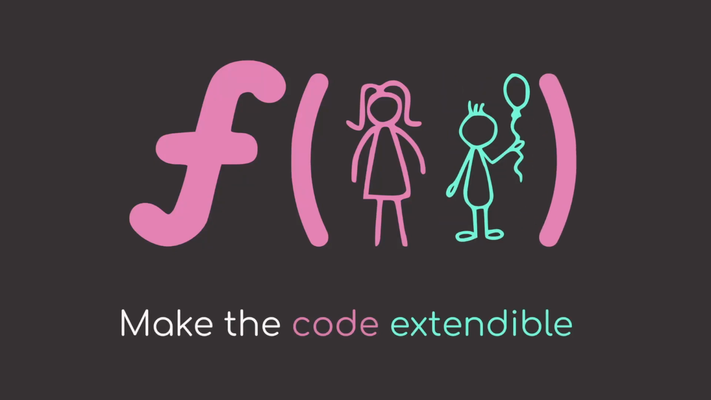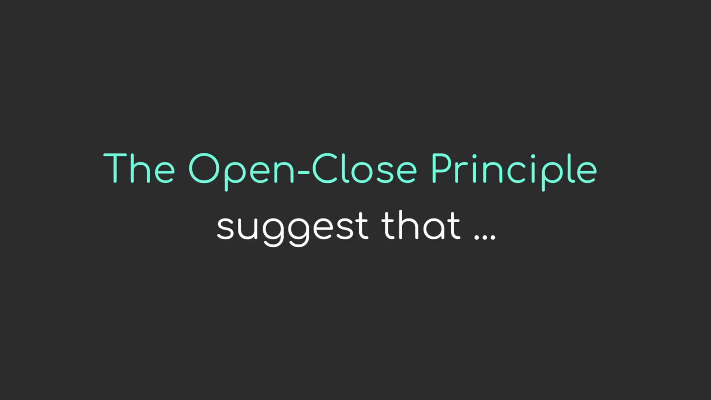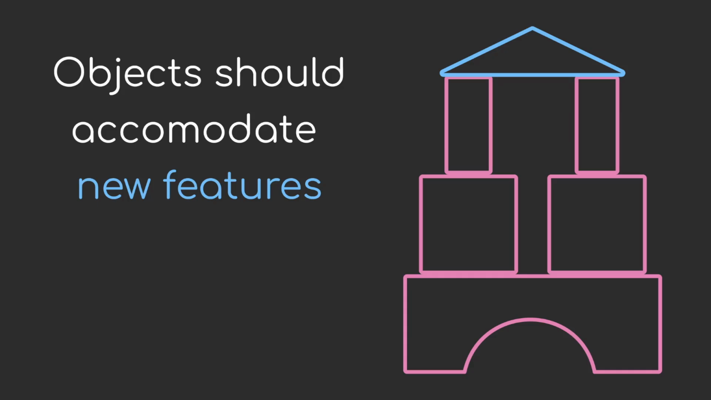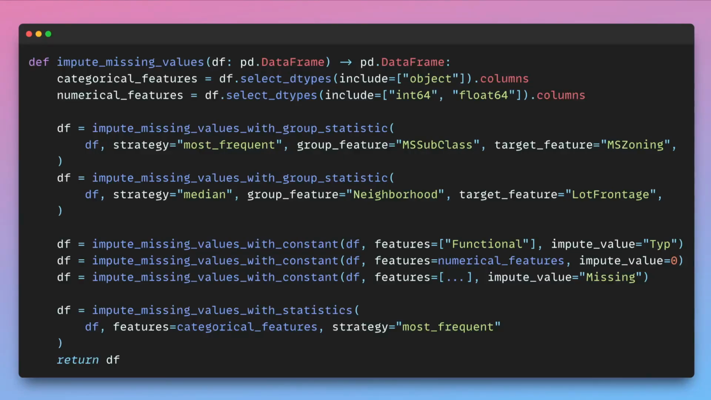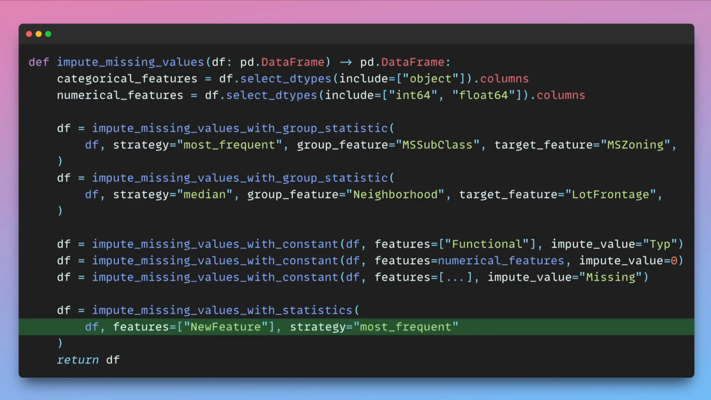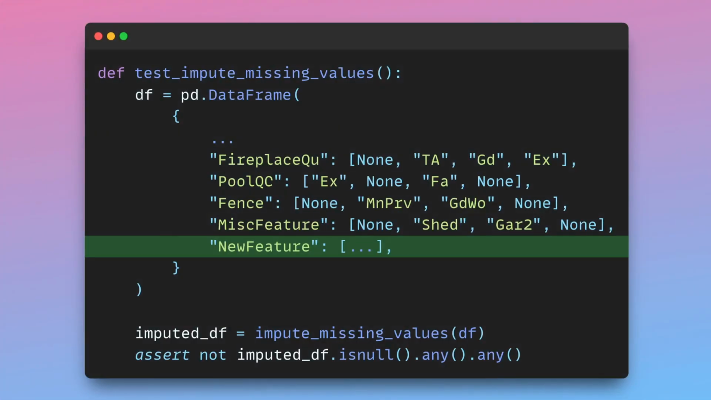The fourth step in refactoring the code is to make it extendable without alteration using the open-closed principle. The open-closed principle suggests that objects should be designed to accommodate new features without changing the existing code that's already been developed and tested. The impute missing values function violates the open-closed principle because it requires changes to its code if the data sets or features change. When you make changes to the code, you may need to retest the entire codebase to ensure that the changes did not break anything. This can be time-consuming and may delay the release of the software.